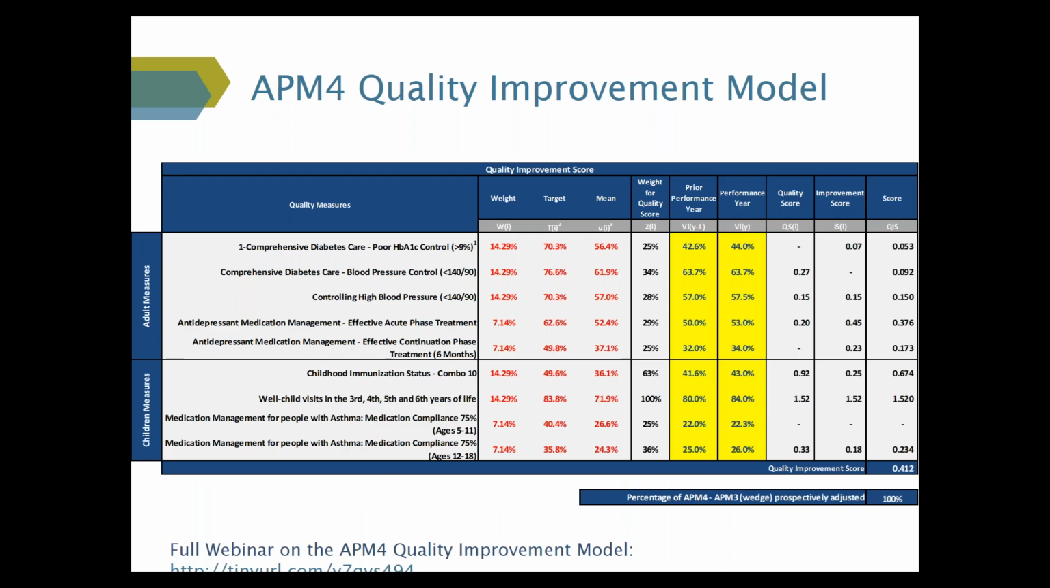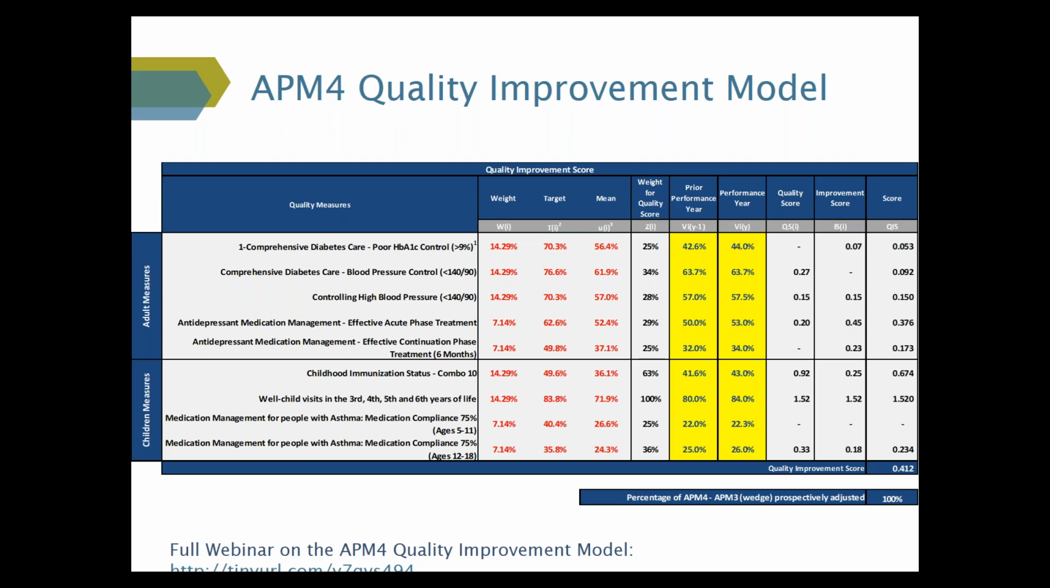So this is a model that you've hopefully seen before from some of the emails that I sent out previously. The weights are evenly distributed across the measures. For the medication management measures for asthma and antidepressant, those have been weighted essentially as one measure, so the even weighting is split for the two components of that measure.